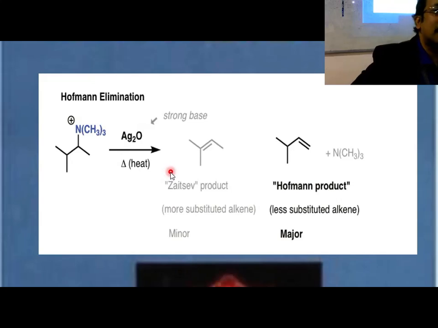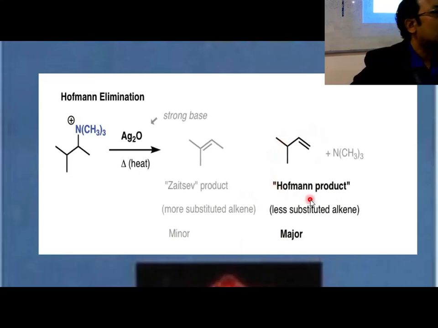Similarly, Cu2O, copper oxide. Is it a base? Not so much. But copper hydroxide is supposed to be a base. So this type of compound is sometimes in between oxide and hydroxide. Some amount of hydroxide and some amount of oxide can coexist together. So here this Ag2O and heat give this elimination, but the Saytzeff product is minor and the Hofmann product is major.